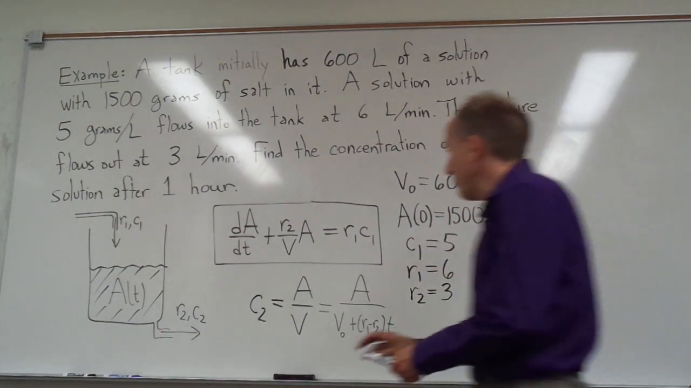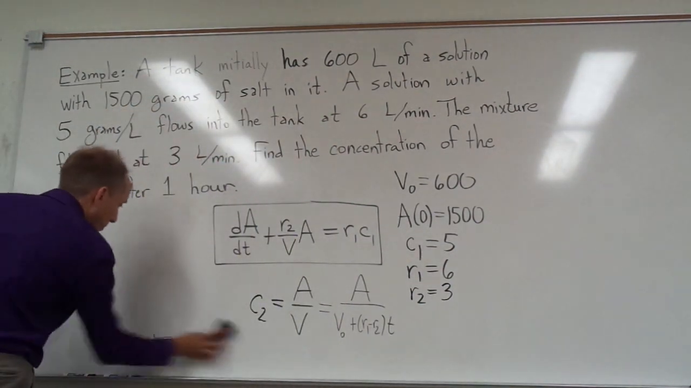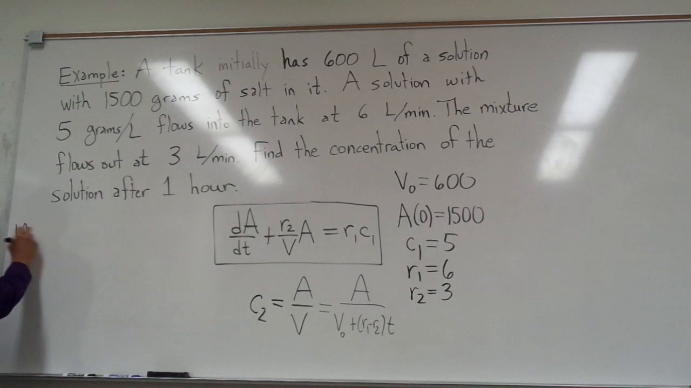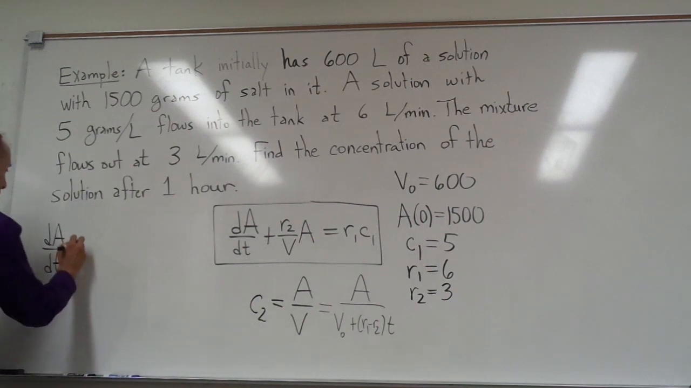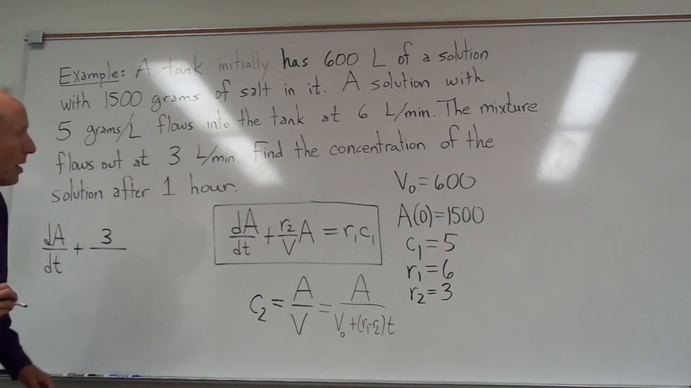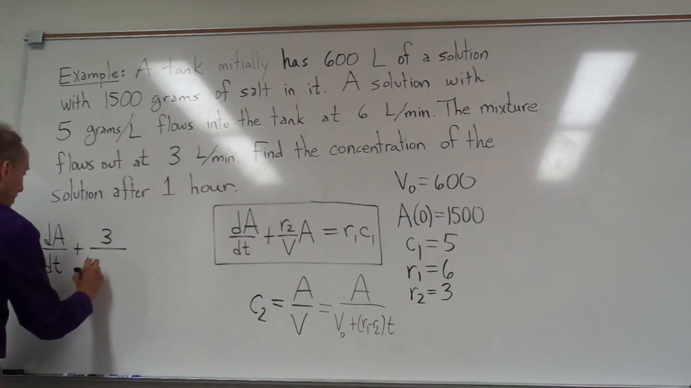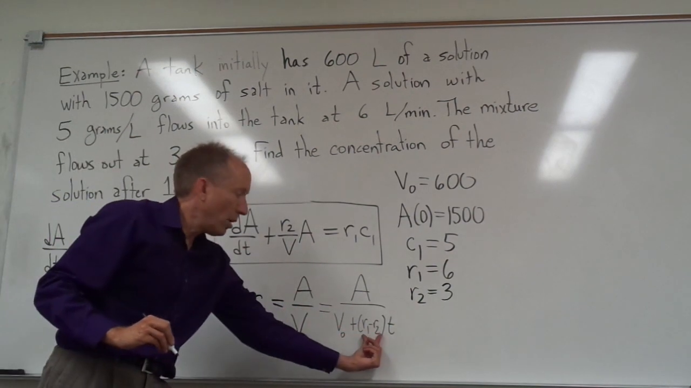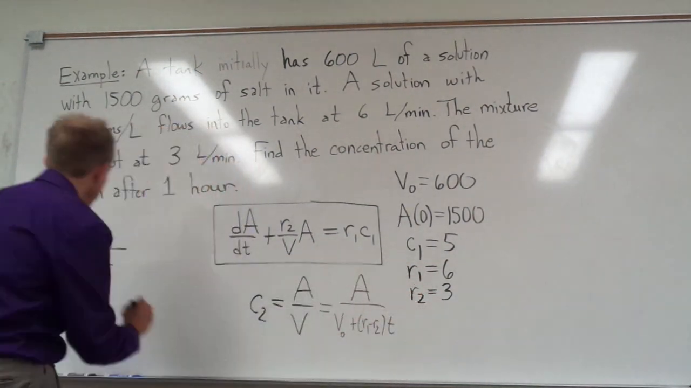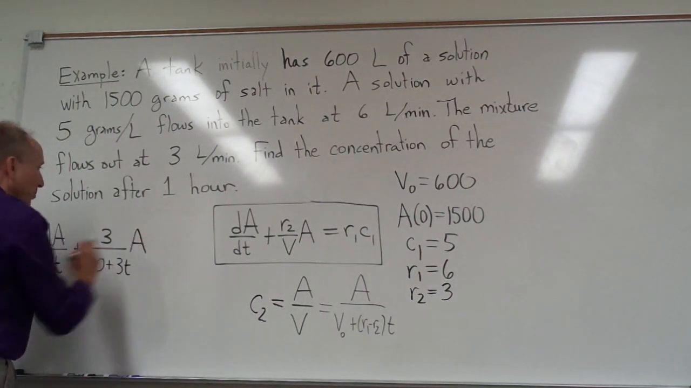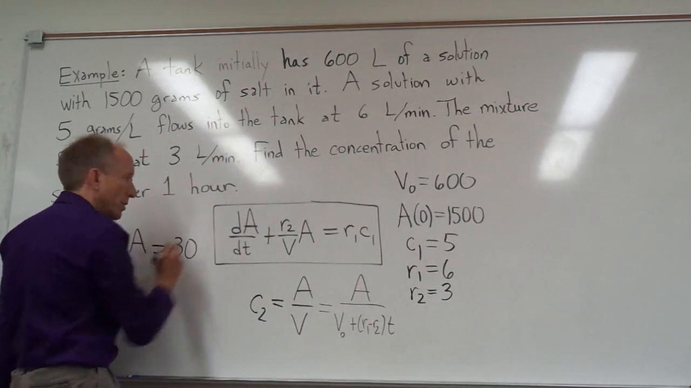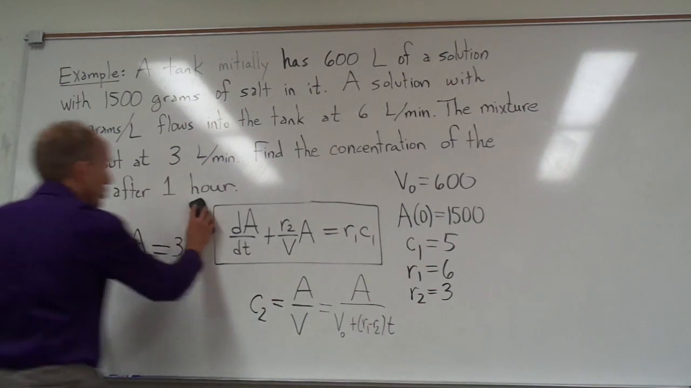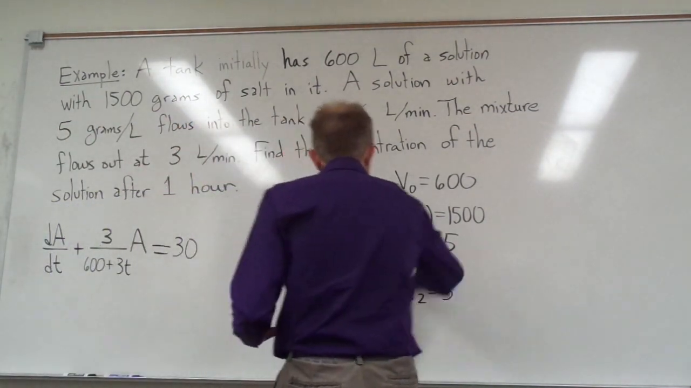Okay? So if we put all of that together, we can just set up our differential equation, dA/dt. Actually, let me make sure that this is showing up on the screen there. dA/dt plus R2, which was 3, divided by V. The V is going to be V naught plus R1 minus R2, which is 3, times T. And all of that gets multiplied by A. And then R1 times C1 is 5 times 6, that's just 30. So here's our differential equation right here that we need to solve.